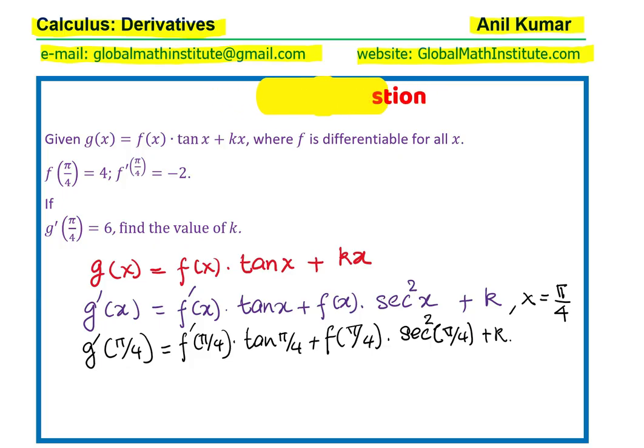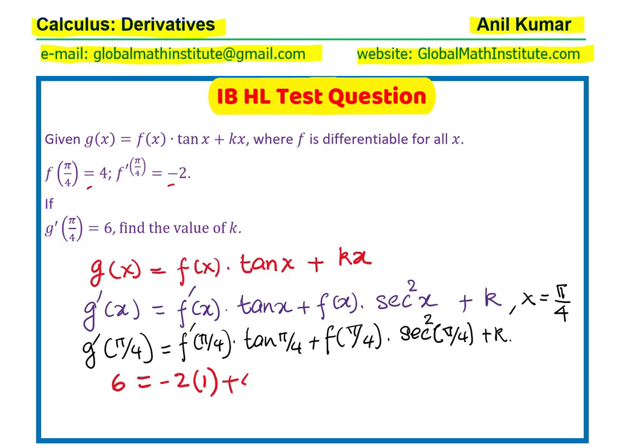G prime of pi by 4 is 6. F prime of pi by 4 is minus 2. Tan of pi by 4, as you know, is 1. Plus f of pi by 4 is 4. Secant square pi by 4 means square root 2 square, which is 2, plus k, right? So from here we can find the value of k, isolating k basically.